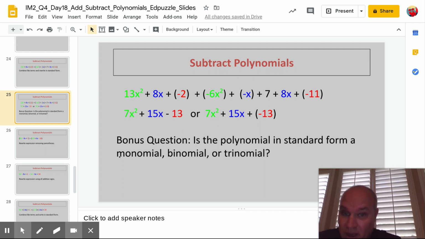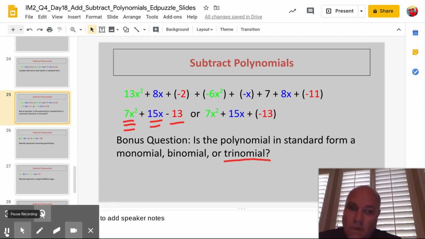Bonus question for you now. Is this polynomial in standard form? Well, it is in standard form. I should have said, is it a monomial, binomial, or trinomial? I hope you told me trinomial because it has 3 different terms: the x squared term, the x to the first degree term, and the x to the 0 degree term, which is the 13 or the negative 13 times x to the 0 power.